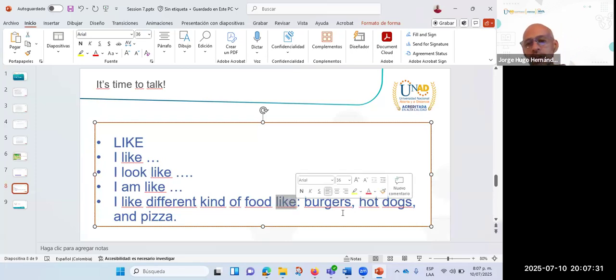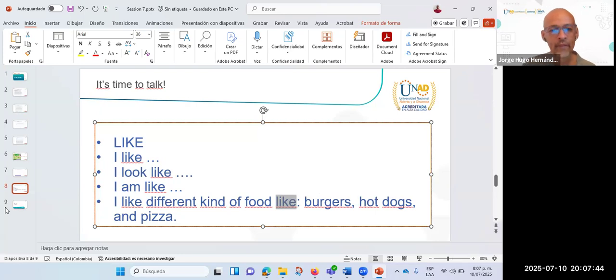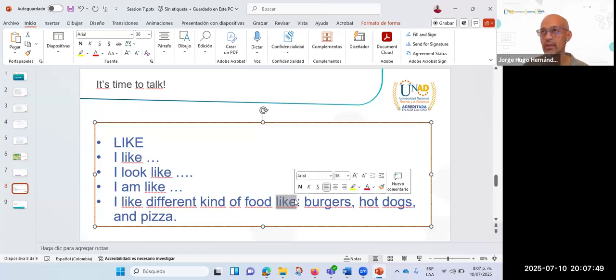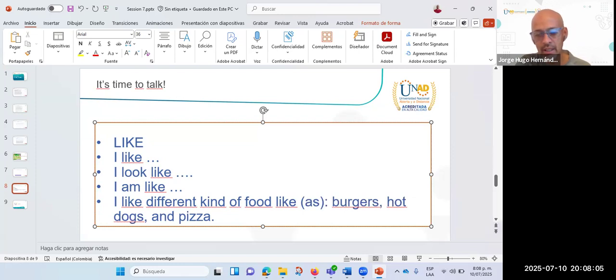For example, this one. Does anyone know what it means here, this like? Does anyone know what it means in this specific sentence, the word like? Como. Right. Yes, como. So here the same word is used like como, no? I like different kinds of food, like burgers or hot dogs. So here we can say like, and a synonym is as. Like or as, it means como, okay?